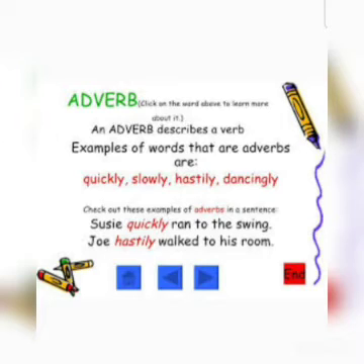Example: Susie quickly ran to the swing. How did she run? She ran quickly. Here the word quickly is describing the verb ran.